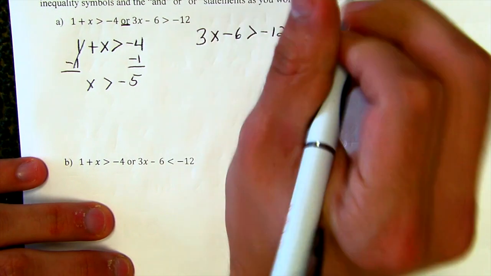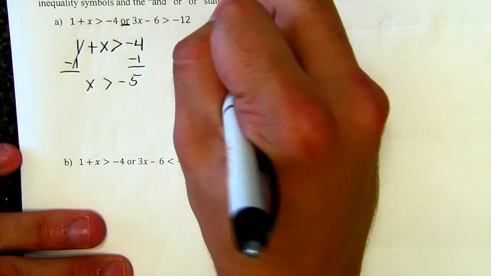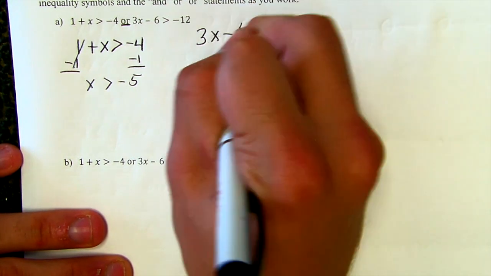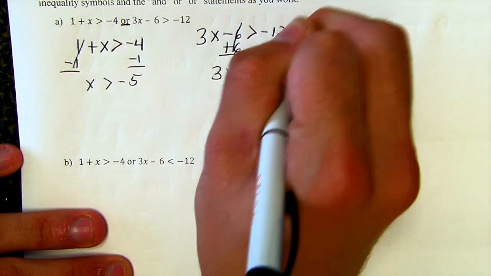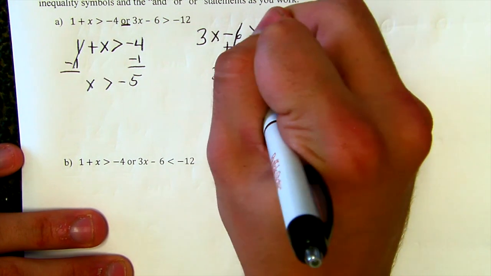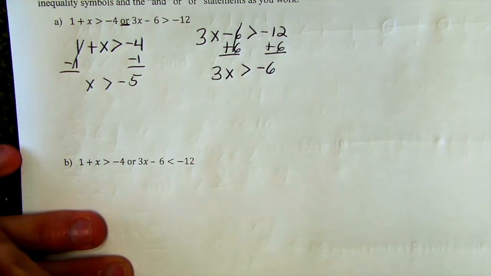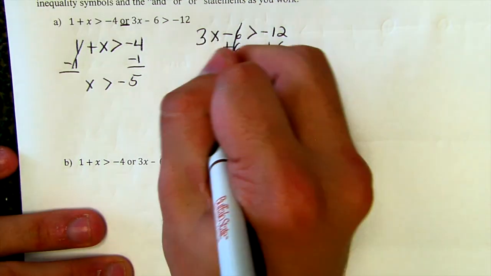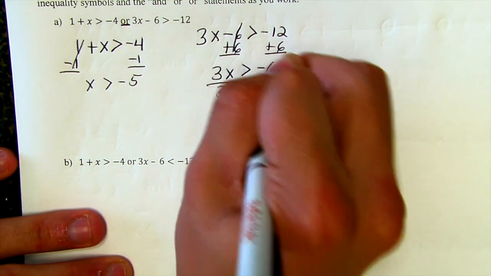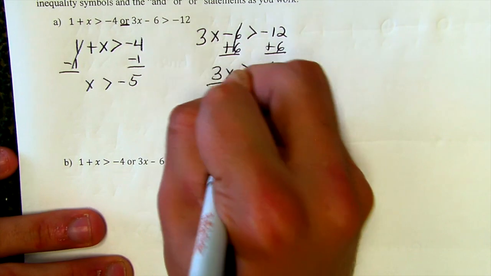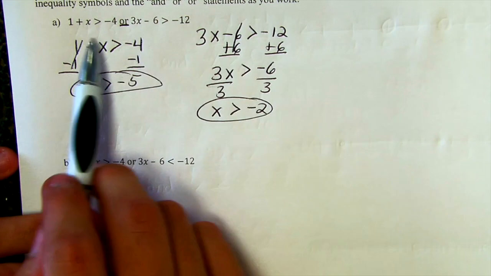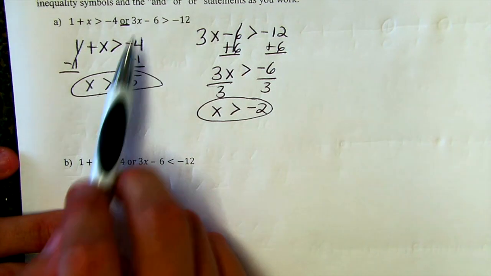And then it says, or we have 3x minus 6 is greater than negative 12. So then on both sides, we're going to add 6. Add 6. So then we get that 3x is greater than negative 12 plus 6 is a negative 6. And then on both sides, what we need to do is divide both sides by 3. Divide by 3. So we get x is greater than negative 2.